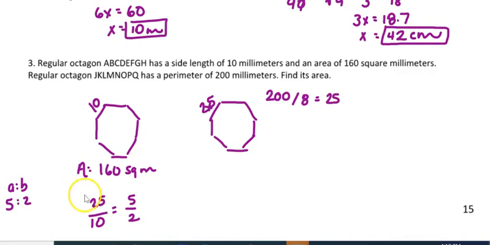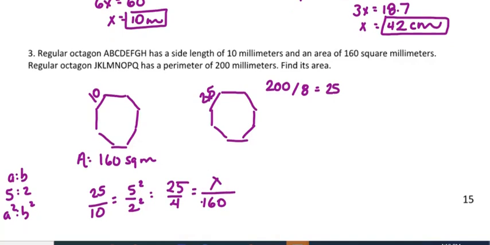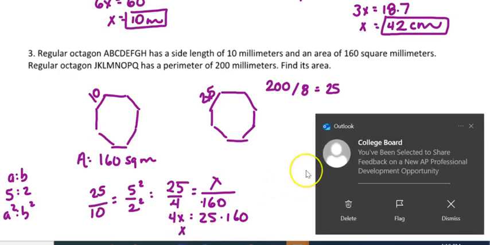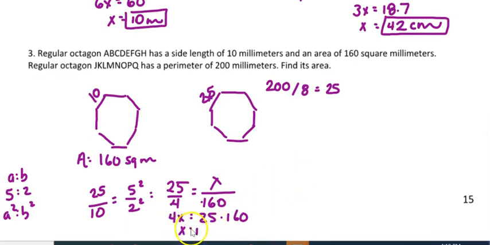But we need the A squared to the B squared. So we're going to square them both. We'll get 25 over 4, and that's going to equal our area and our x. 4x equals 25 times 160. So x equals 1,000. What do we need? Millimeters squared.